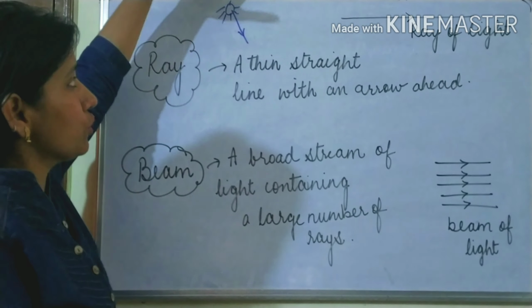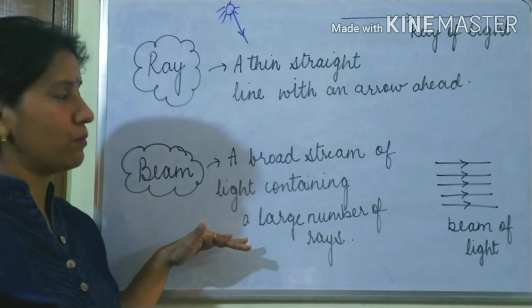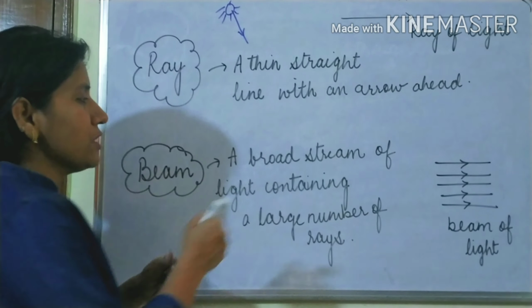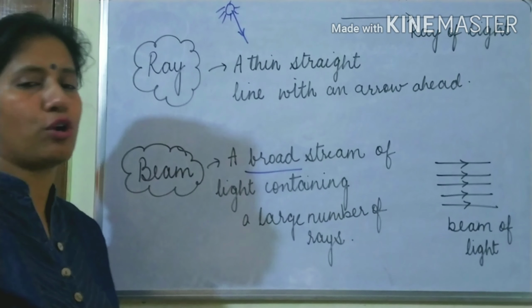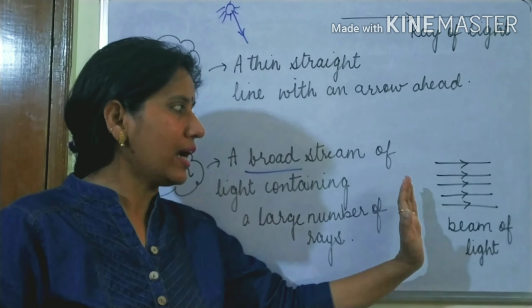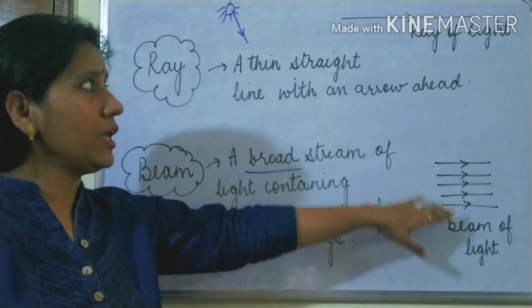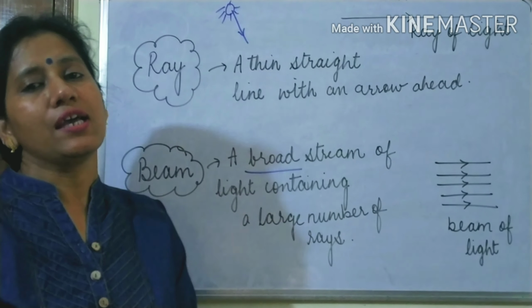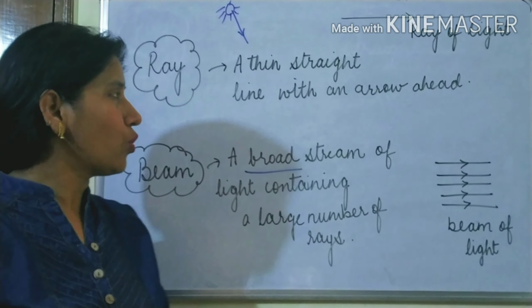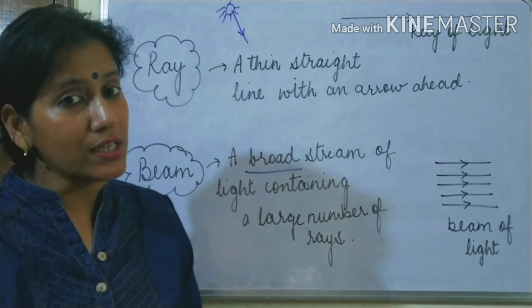और पूरी जो group of rays आएंगी, that is called as beam. So what is beam? Beam is a broad stream of light containing a large number of rays. Can you see that large number of rays जो एक साथ आती हैं? That is called beam, and a single line of light is known as a ray. Fine. So after this, let's learn what is converging and what is diverging.